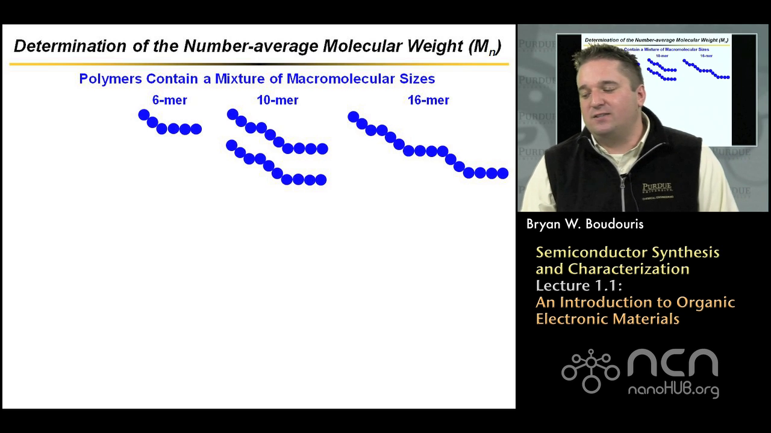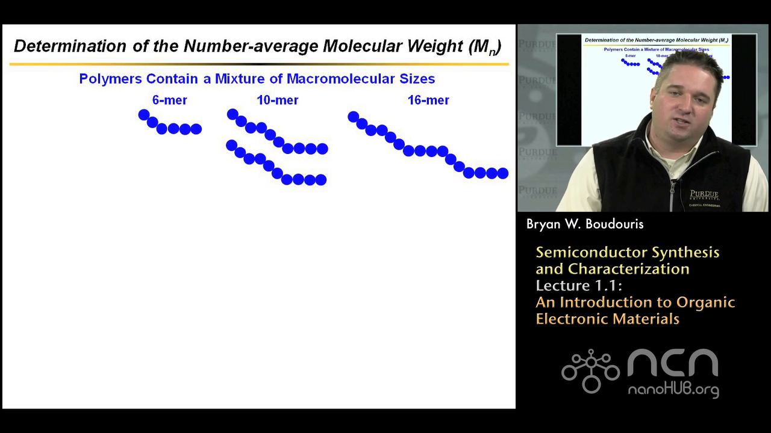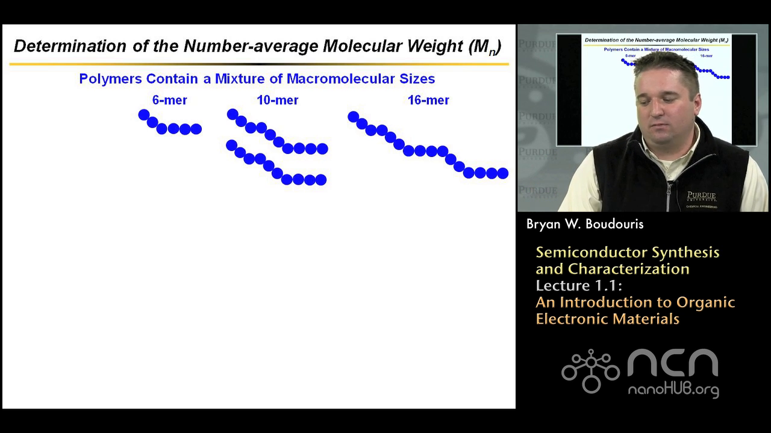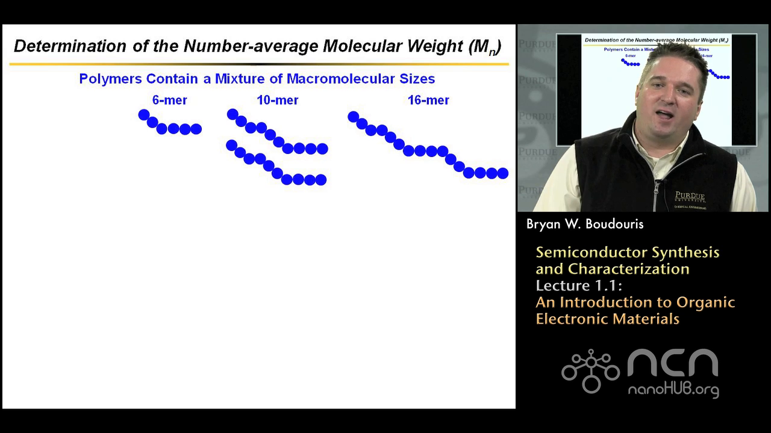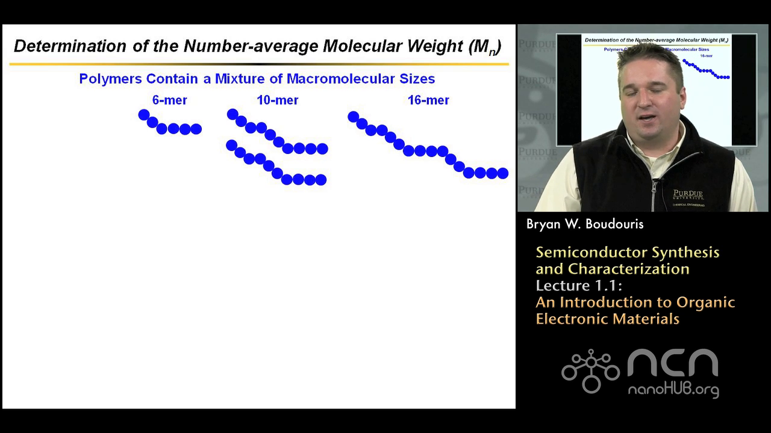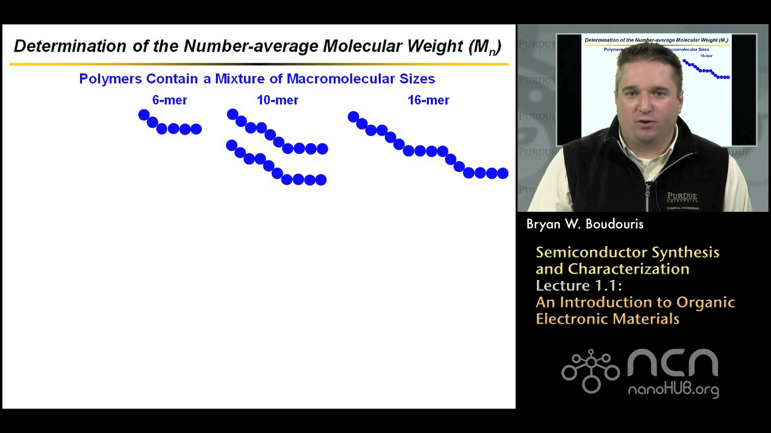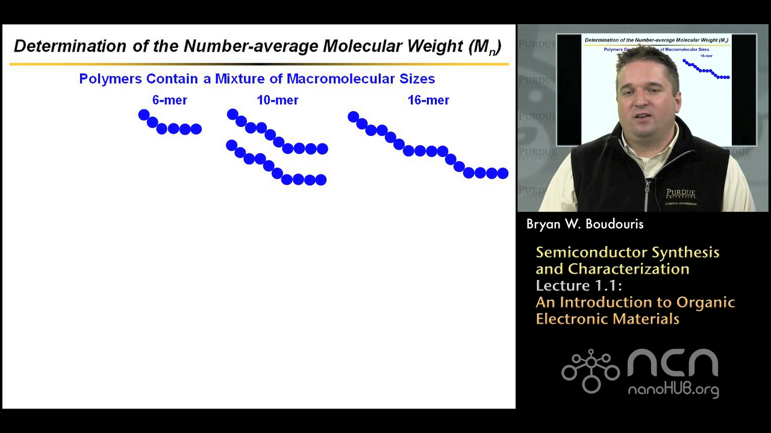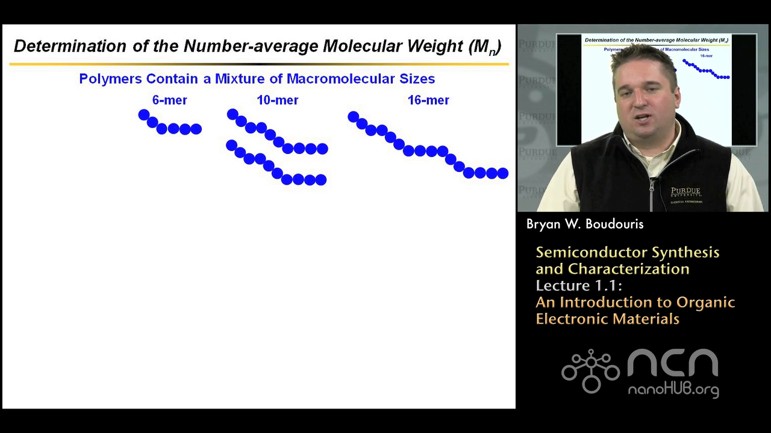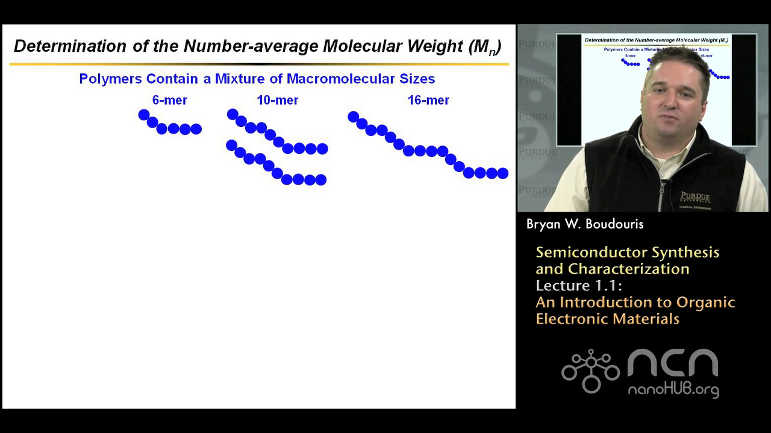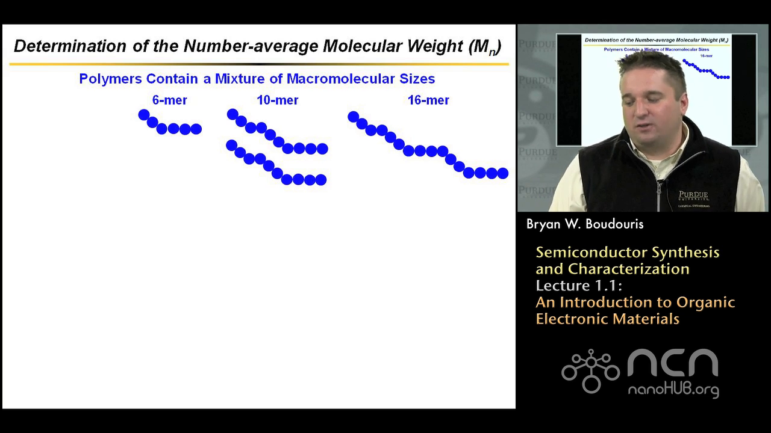Well, one way we do that is the number average molecular weight, which I'll symbolize as M sub n. The way we think about the number average molecular weight is much like an average height of a group of 30 people. You would take all their heights, sum them all together, and then divide by the number of people in the room. And that's the number average height. So we'll talk about the number average molecular weight.